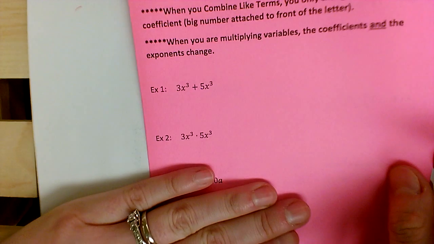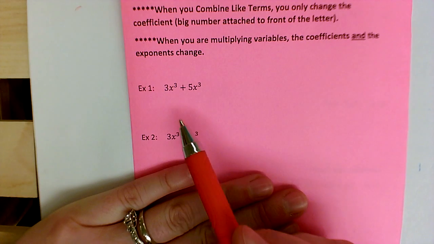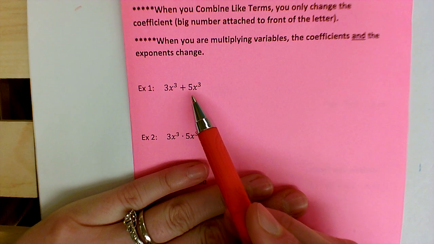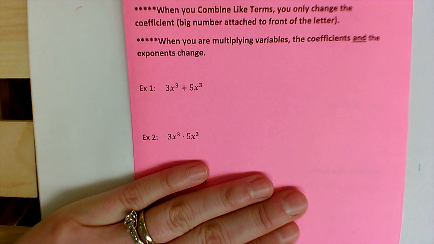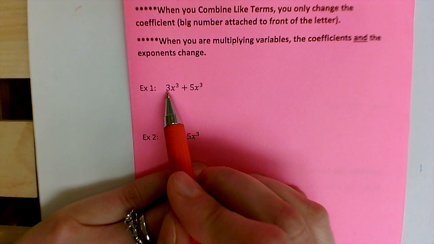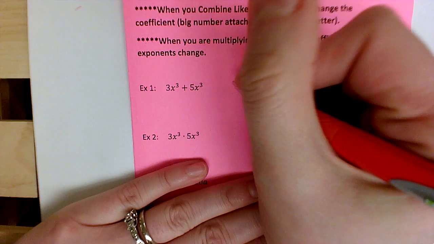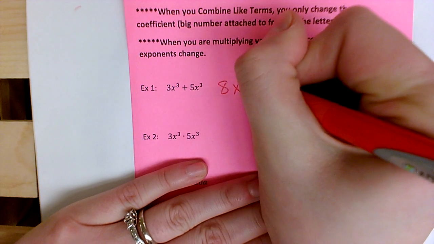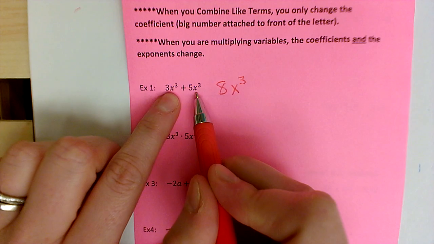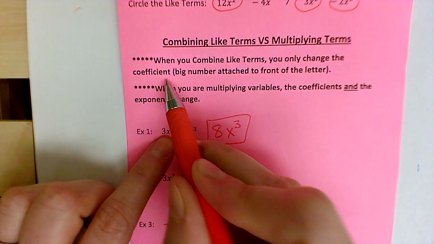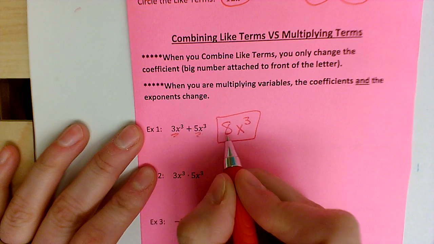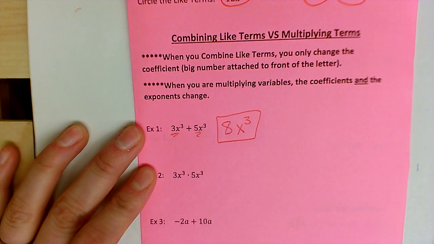So look at examples number 1 and 2. On one of these, I have you adding these two terms. On the other one, I've got you multiplying them. Now, when you're combining like terms, think of this as saying I've got 3 apples plus 5 apples. That means I have 8 apples. I didn't change the apples at all. So that's why when you combine like terms, you only change the coefficient, the big number out in front. 3 plus 5, that's how I got the 8.